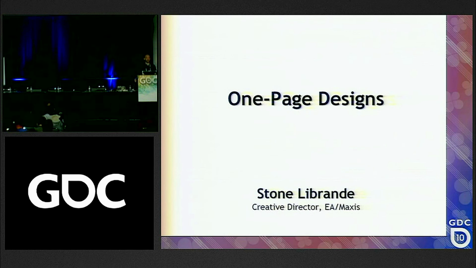My name is Librande. I'm the creative director at EA Maxis, and I've been working in the game industry for over 10 years now. During that time, I've written literally hundreds of design documents of all sorts of different types, all the way from small-scale web applications, all the way up to huge, multi-million-dollar PC and console titles. So I've covered a pretty wide spectrum of design during that time.